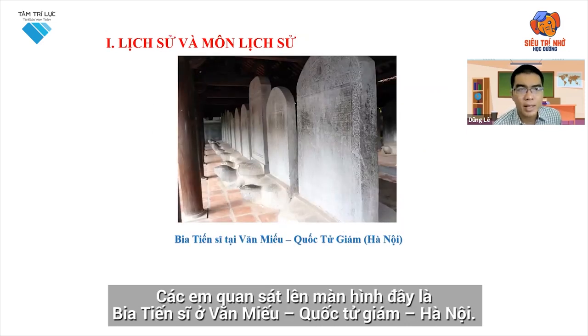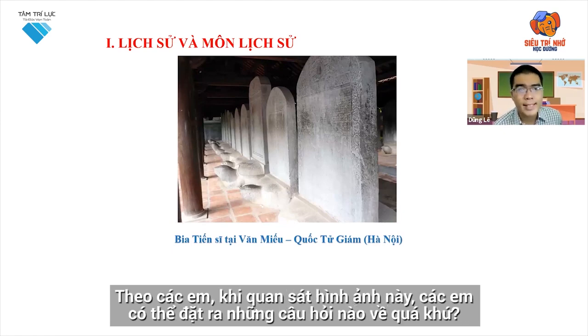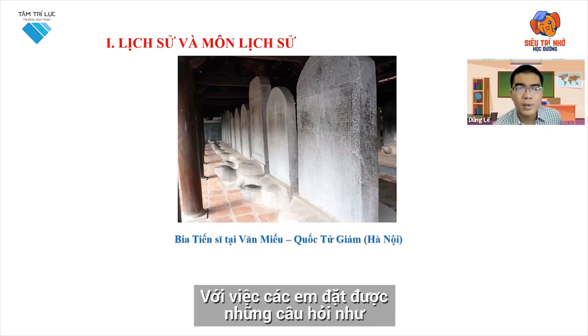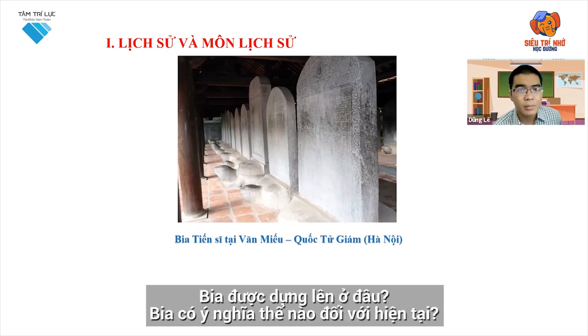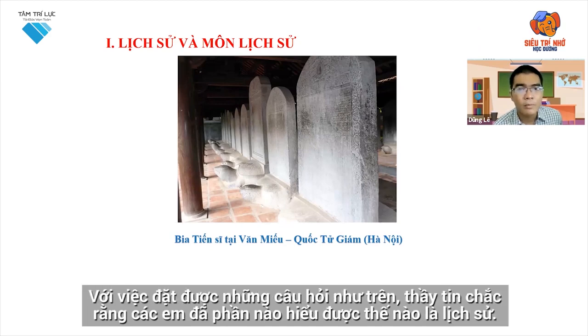Please look at the screen. This is the stone steles records of imperial examinations, Hanoi. In your opinion, when looking at this image, what questions can you ask about the past? You can ask questions such as, when were the stelae built? Who built the stelae? Where are the stelae? What is the significance of stelae at present? By asking some of the above questions, I am sure that you have partly understood what history is.